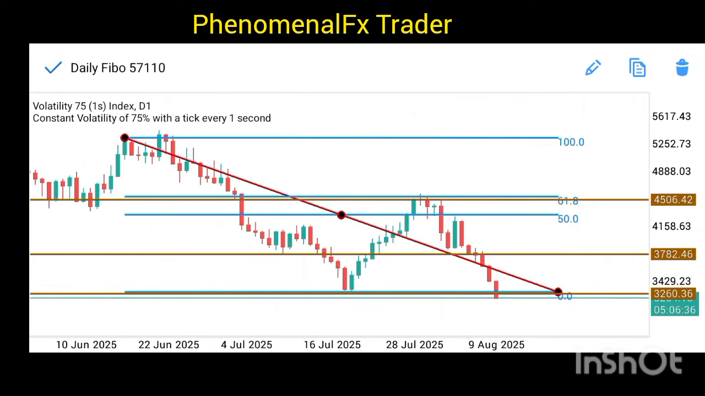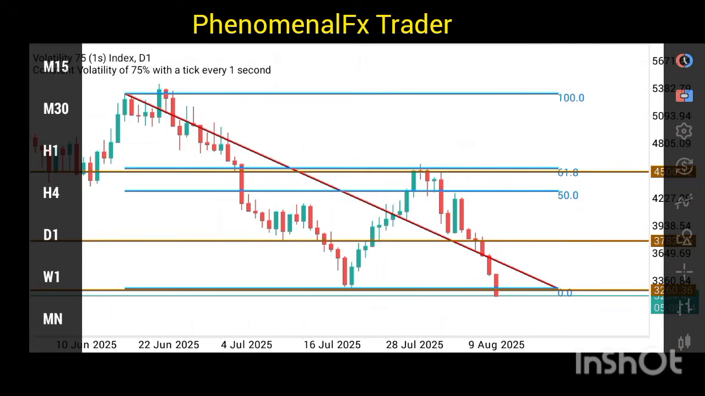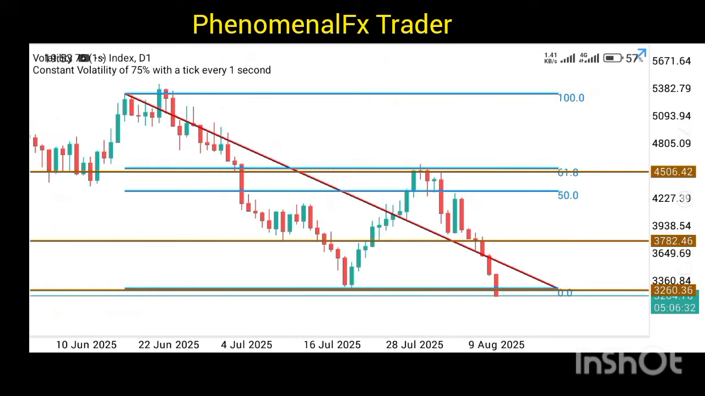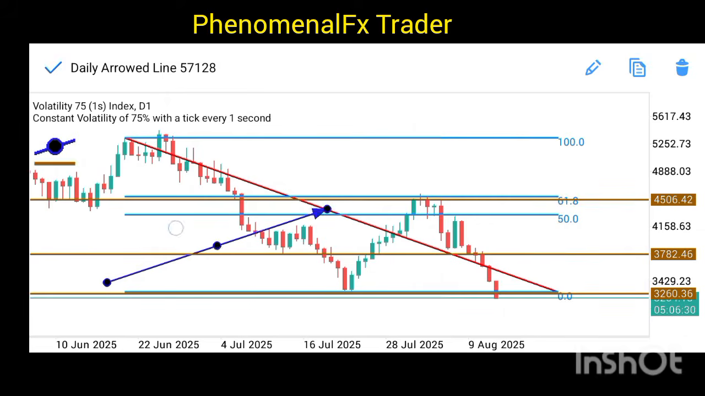You see where it retraced to, and then let me get the arrow line too. It retraced to this level right here, and this is where we have a golden zone, the 61.8. Between the 61.8 and the 50% levels of the Fibonacci retracement tool is where we have the key level. And you can see that's our golden zone, and the market actually reversed on getting to that zone.